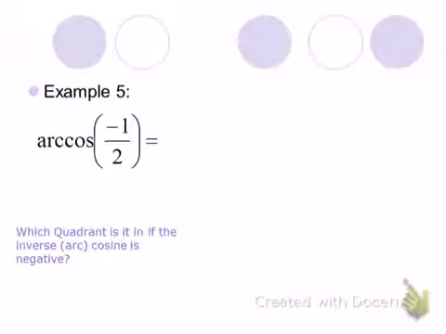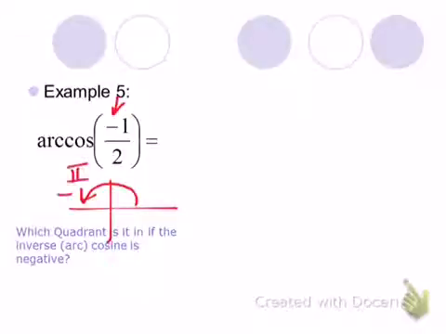So what are we looking at here? We're looking for the angle or the arc whose cosine is negative 1/2. Arc cosine is in the first two quadrants. What's our reference angle if the cosine is 1/2? Pi over 3. So pi over 3 is what we're looking for, or some variation of pi over 3. Which quadrant is it going to be in if it's negative? The second quadrant is where the cosine is negative, so I need to put pi over 3 in the second quadrant.